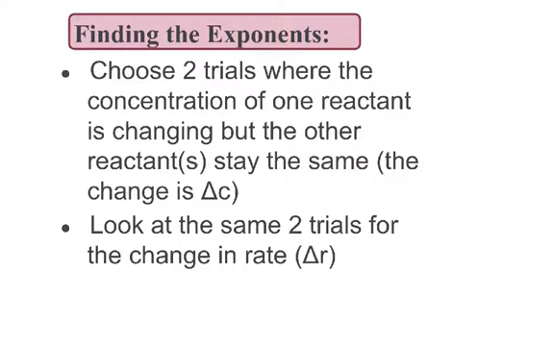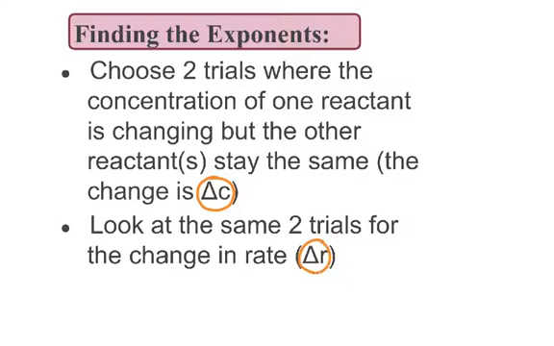The first bit is, how do you actually find those 2 exponents? So what we need to do is we're going to have a set of data that we're going to use, and our job will be to choose two trials where the concentration of one reactant is changing, but the other reactant is staying the same. This will be what we call the change in concentration. And we're just looking for the difference between the 2 concentrations, how much bigger it is or how much smaller it is. Then we're going to look at these same 2 trials for the change that occurs with the rate.